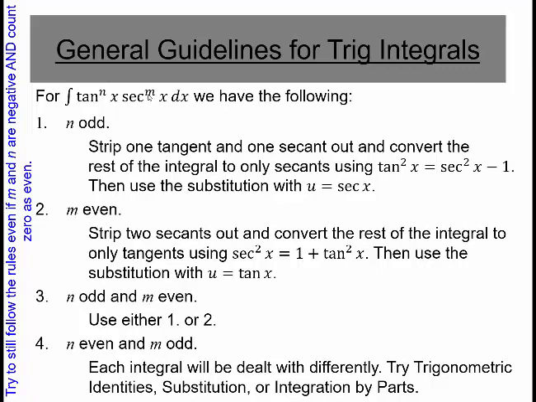If m and n are even, both of the top two methods will work. That'll be fine. If n is even and m is odd, each integral will be dealt with differently. You're going to literally have to try trigonometric identities, substitution, or even integration by parts. But as you go through your homework, work on your study plan, try the homework questions multiple times. A lot of it will be just trial and error.